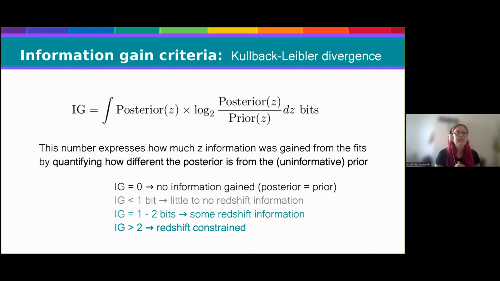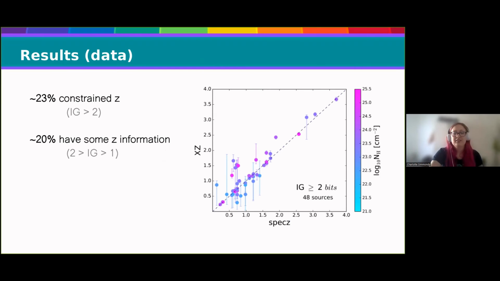So we created this criteria at the bottom, that if the information gain is less than 1, we have little to no redshift information, which doesn't mean it's useless because you can always combine it with photo-z, for example. Then between 1 and 2 bits we get some redshift information, and with information gain above 2, we say the redshift is constrained, which doesn't mean you should trust it blindly, but it means the code is quite sure of what it's spitting out, basically. But this would always, if possible, be used with other measures as well.